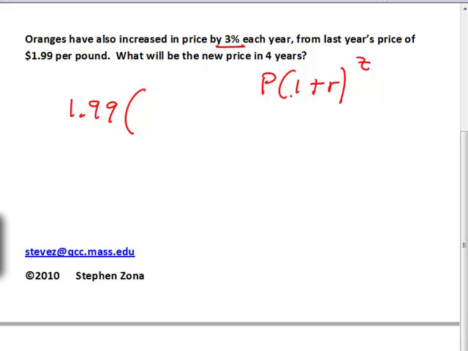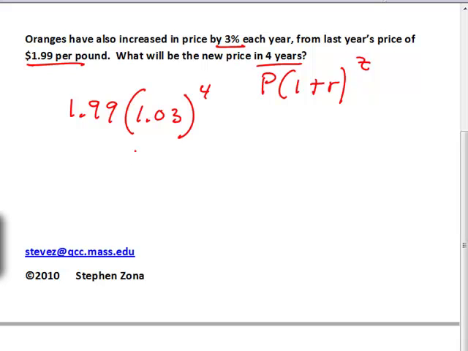So let's just do it all together. 1 plus 3% gives you 1.03. And we're talking about 4 years. Punch that all in. Use your common sense now. If it started at $1.99 and it increased, your final answer has got to be more than $1.99. Likewise, if you end up with $100, you know you did something wrong right away.